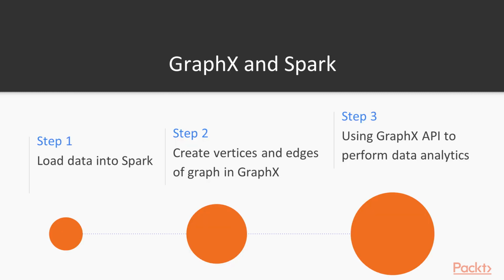And we will be using GraphX and Spark. The first step to construct a graph using Apache Spark is loading data into Spark. We'll be using Spark context to do this. Next, we need to create the vertices and edges of the graph in the GraphX API. So we need to point vertices to other vertices using edges, and we'll be doing that in the next video. Once we construct a graph, we can use the GraphX API to perform data analytics. So we can use the API to do some very clever and useful things.